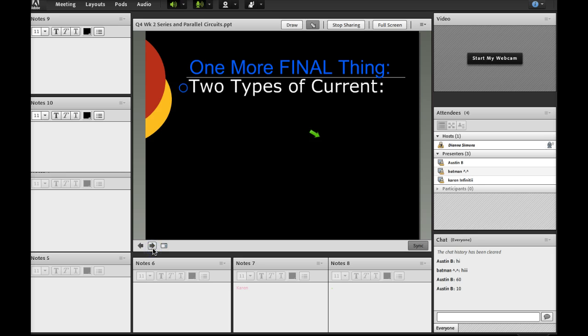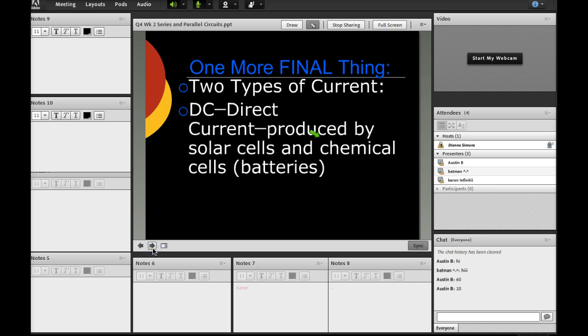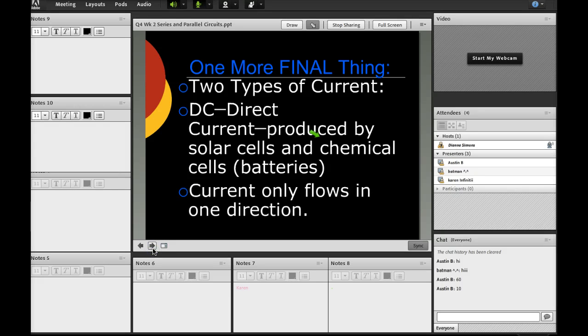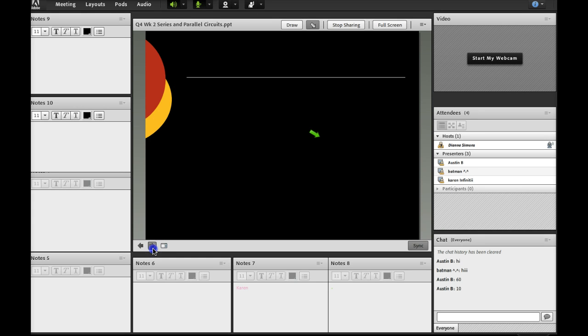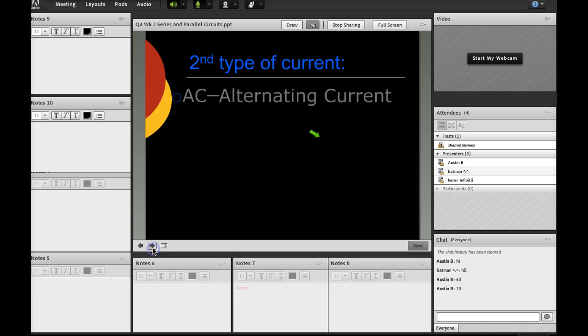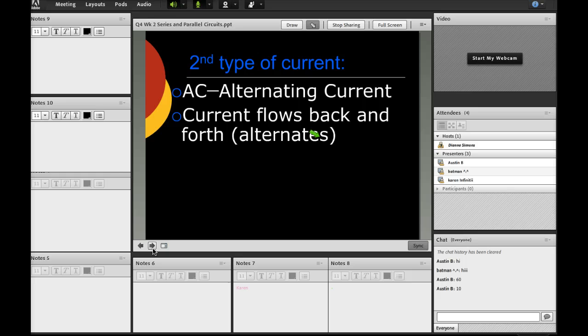One more final thing. There are 2 types of currents, and we talked about this at the beginning. One is a DC current, a direct current, which is all that we're going to focus on. The other one is an AC current, an alternating current, and that's what's in your house.